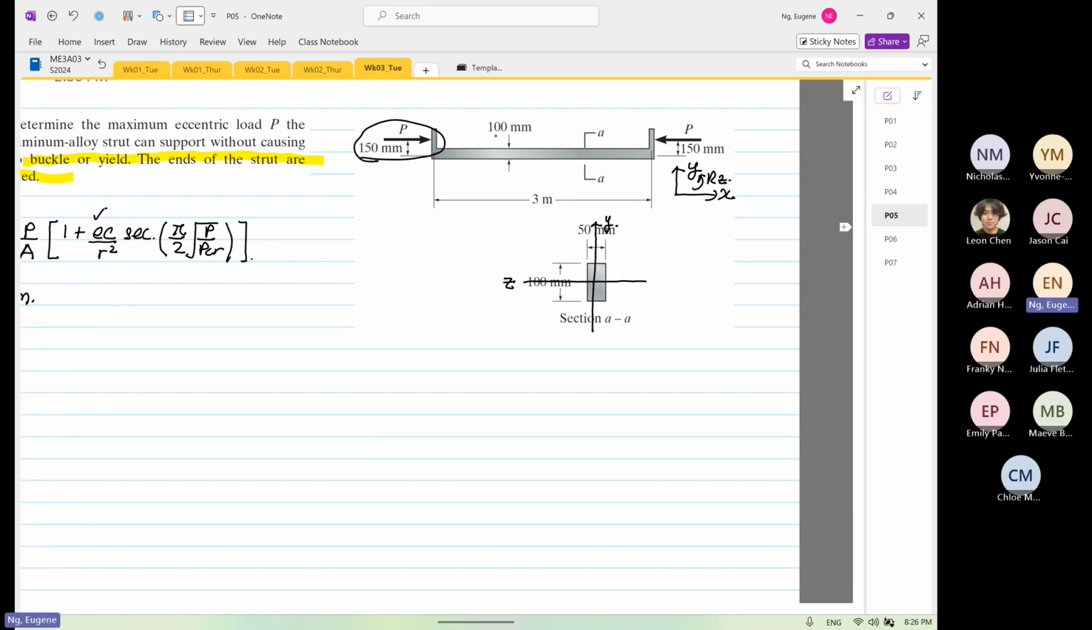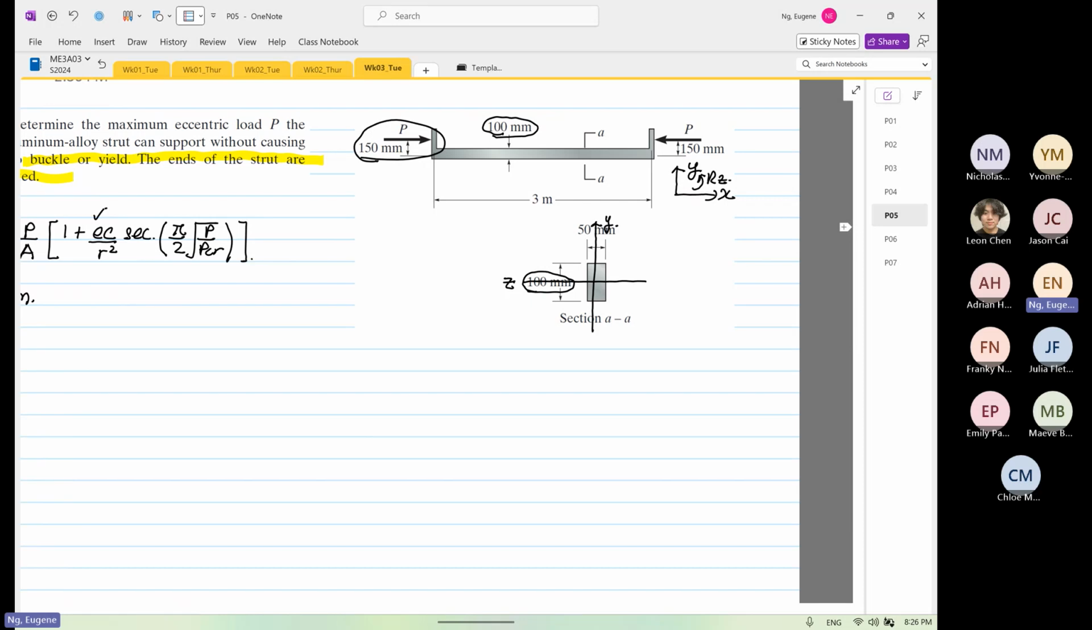And they told us this is equal to 100 millimeter. And this is also 100 millimeter. So that is the link between section AA and the top direction. So visualization is critical, okay? You need to know your planes very well.